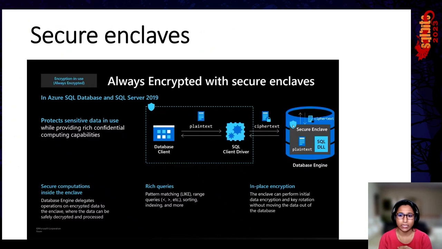So you might be thinking, okay, but why do we actually use this? Like what kind of operations are accepted and supported by the data enclaves? The operations which involve rich queries, like pattern matching. Like you can see on the slide on the screen, it says sorting, indexing, like queries where you use greater than, less than operations. It actually supports that.